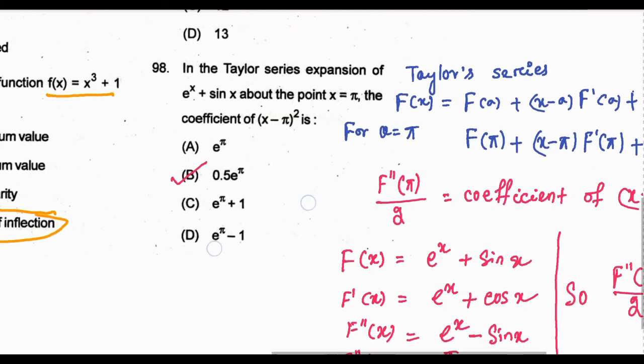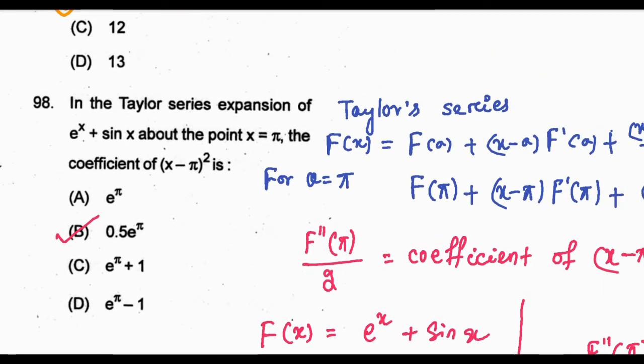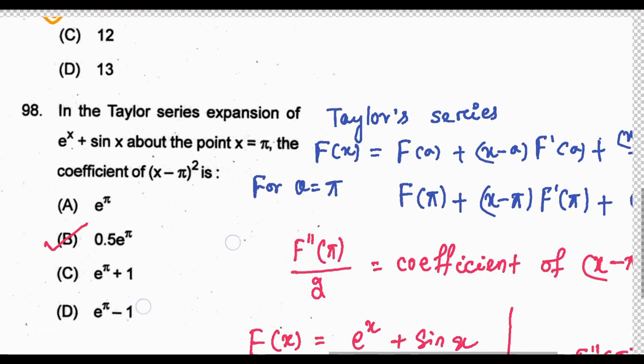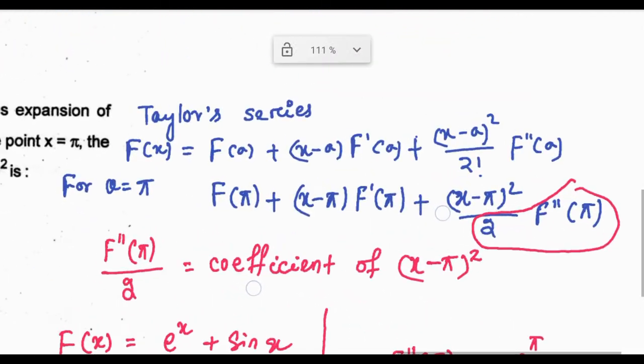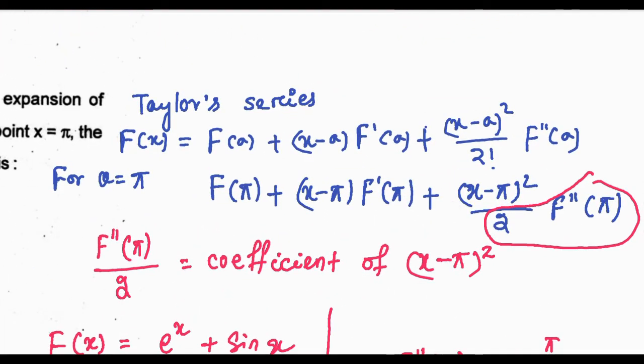Next question is, in a Taylor series expansion of e to the power x plus sin x about the point x is equal to pi, the coefficient of (x minus pi) whole square is. So Taylor series expansion is given like that: f of x is equal to f(a) plus (x minus a) into f dash a plus (x minus a) whole square by 2 factorial into f double dash a, and so on. So for a is equal to pi, this will be f of pi plus (x minus pi) into f dash of pi plus (x minus pi) square by 2 factorial into f double dash pi.